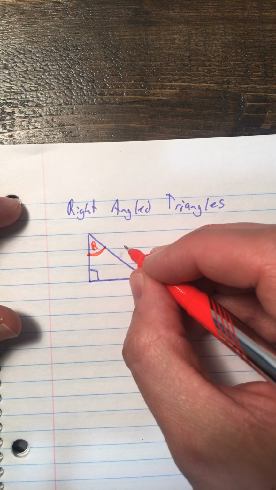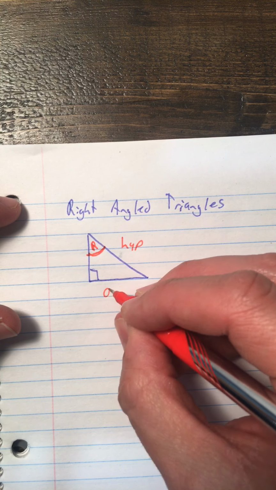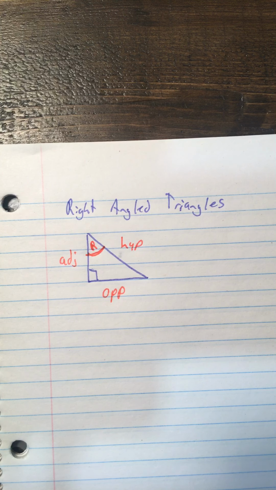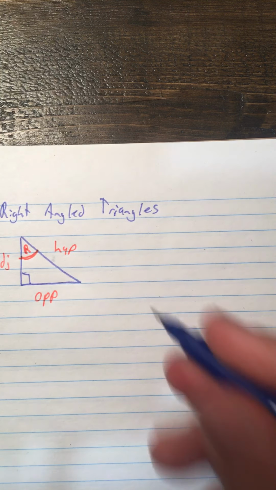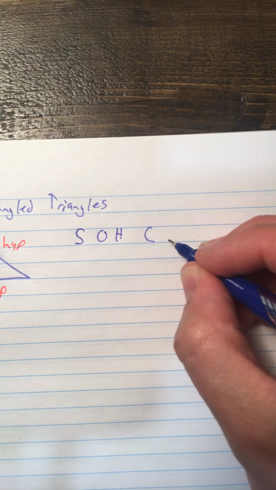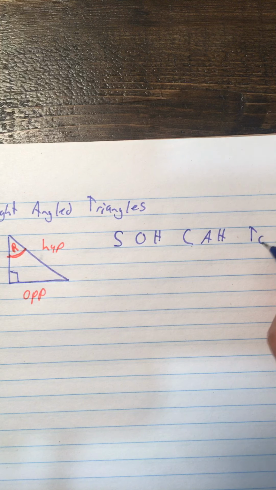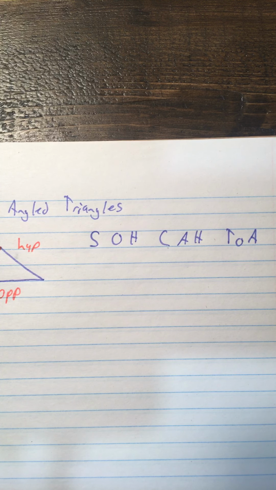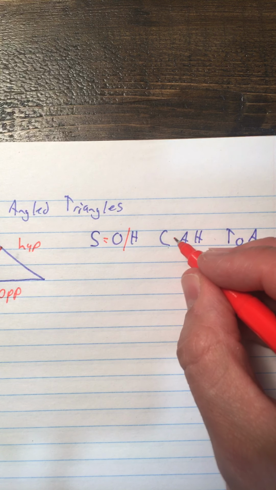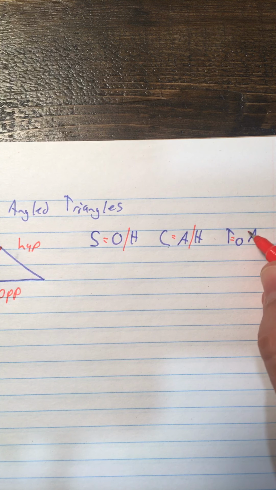Across from the 90 degree angle is always your hypotenuse. Across from the reference angle is always your opposite, and your adjacent is the one left over. Now remember our SOHCAHTOA and what it stands for from last year. Sine is equal to opposite over hypotenuse. Cos is equal to adjacent over hypotenuse. Tan is equal to opposite over adjacent.